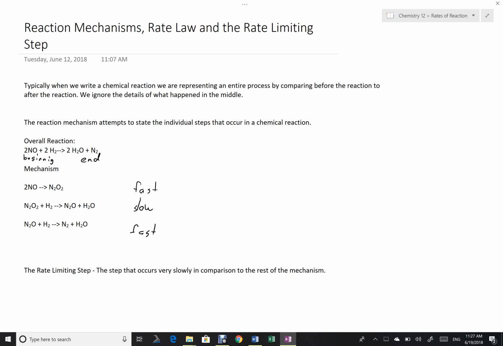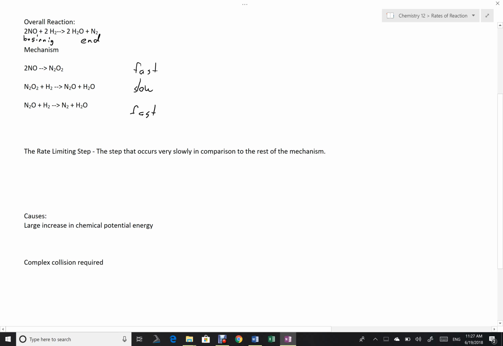Well, there's 2 basic factors to consider. Remember, we're always talking about having collisions, and in those collisions having enough energy. So, if these steps involve different amounts of change in chemical potential energy, so let's say, as I've done it here, this first step only requires a little change, and then the second step has a much bigger activation energy, and then the third step has some other activation energy before it goes back down to the product level. The step with the highest activation energy is the most likely step to be the rate limiting step.